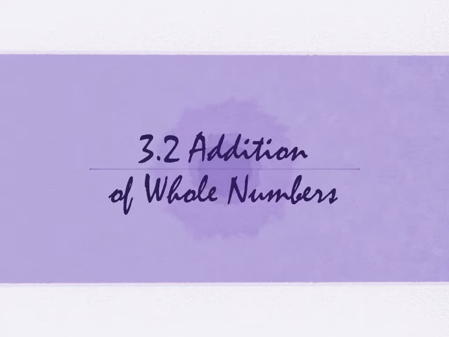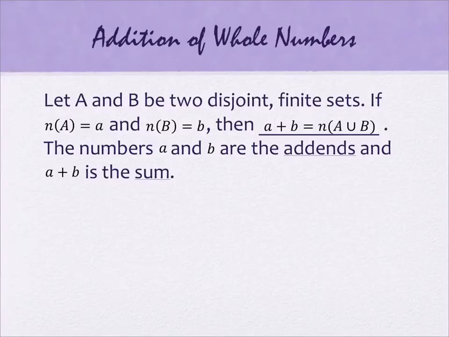And in section 3.2, we're going to be working with addition. So we're going to start with a definition of addition. So addition of whole numbers is defined as follows. Let A and B be two disjoint finite sets. Disjoint means they don't overlap, right? So these are circles that are non-overlapping from a Venn diagram perspective. If the number of items in set A is little a and the number of items in set B is little b, if you add a and b together, you will actually get the number of items in the union of the two sets. The numbers a and b are called the addends, and a plus b is called the sum.